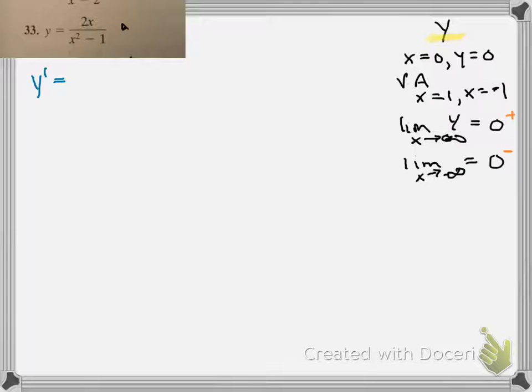When I look at this, there's no easy way to simplify it. I definitely thought about that first. So I'm going to use the quotient rule. So, my low multiplied by the derivative of my high, low d high, so multiplied by 2, minus high multiplied by the derivative of my low, which is 2x, all over x squared minus 1 squared.